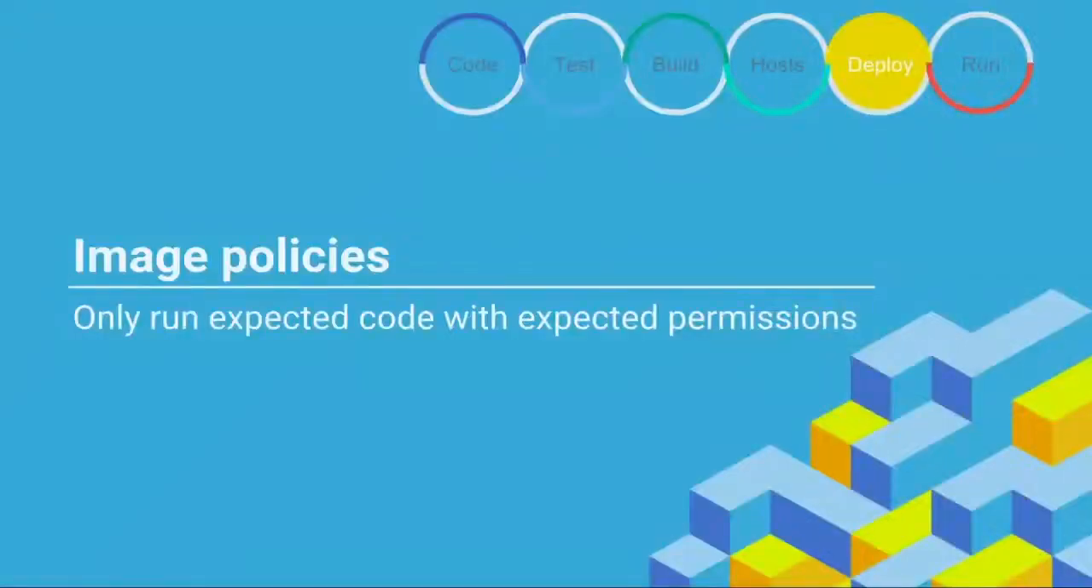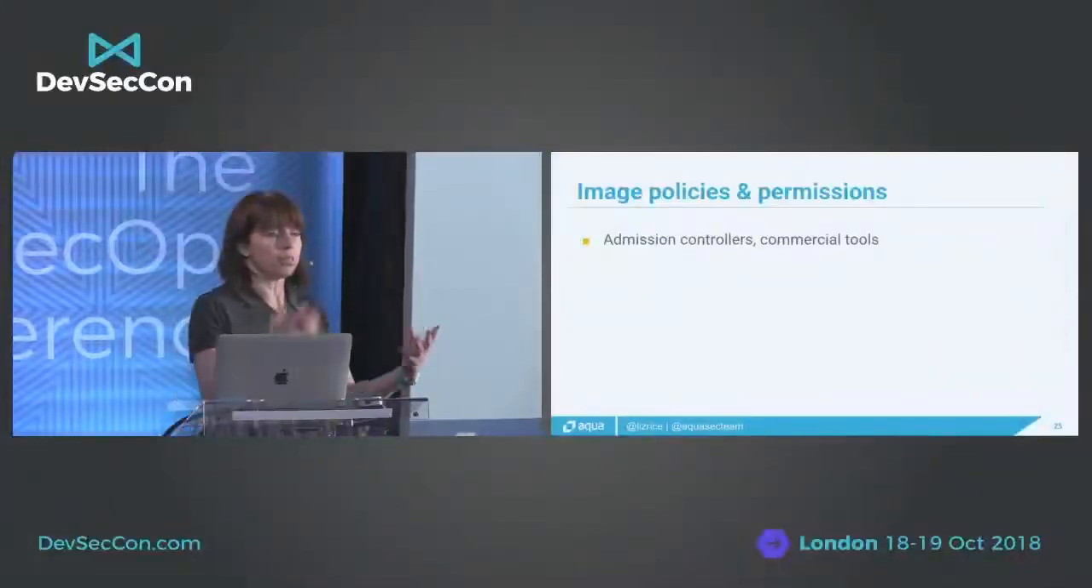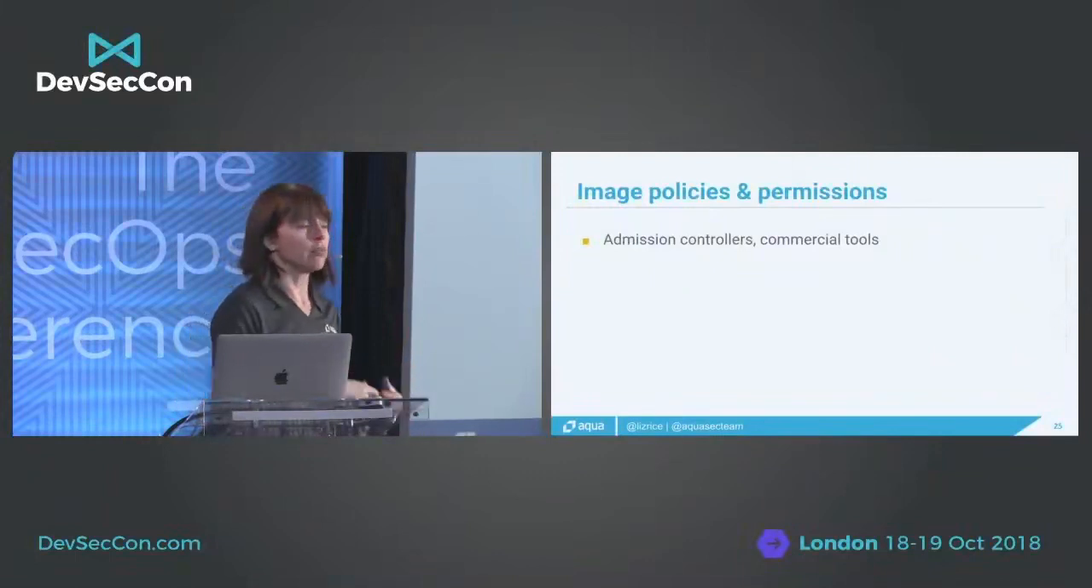So we've got our software we want to deploy. We've got some hosts. Now we're going to deploy that software. And this is where you might want to have some image policies. We want to make sure that we're only running the code that we wanted to build. And we might also have some policies for ourselves around the permissions and privileges that containers are allowed to run with. So in Kubernetes, there are admission controllers that can help you police what's allowed, so kind of control what's allowed to be admitted to your Kubernetes cluster.